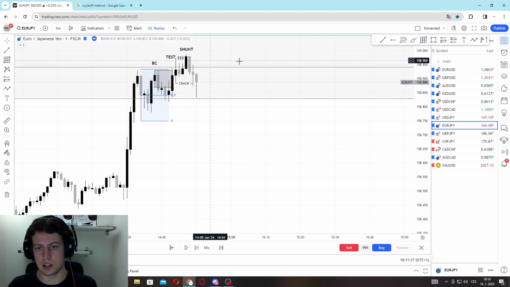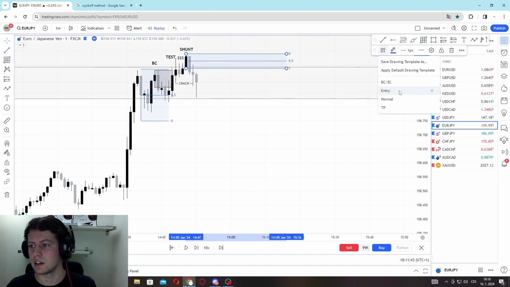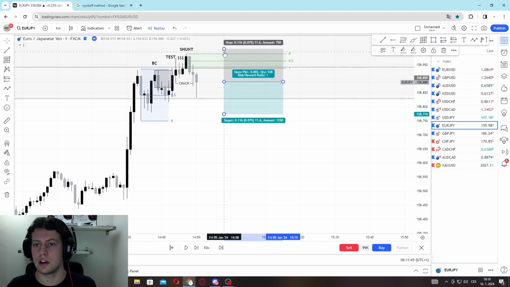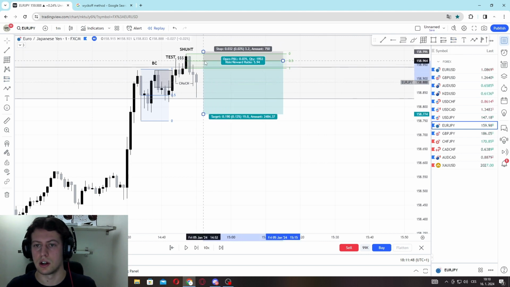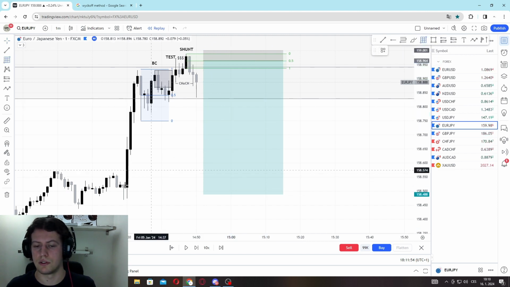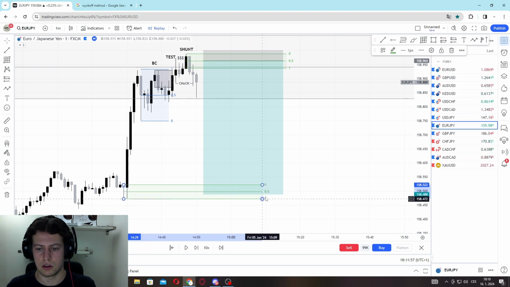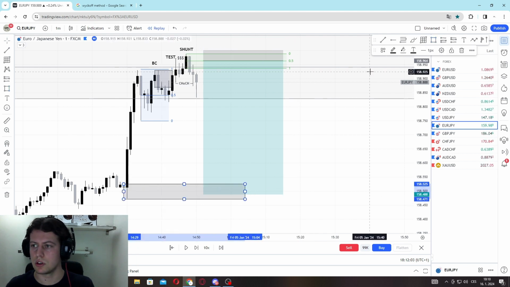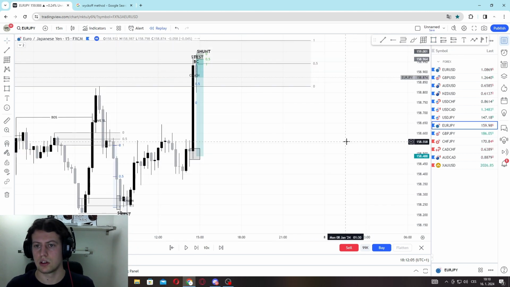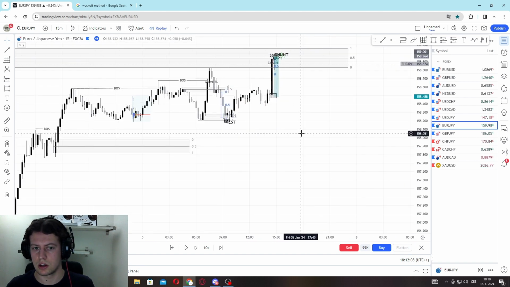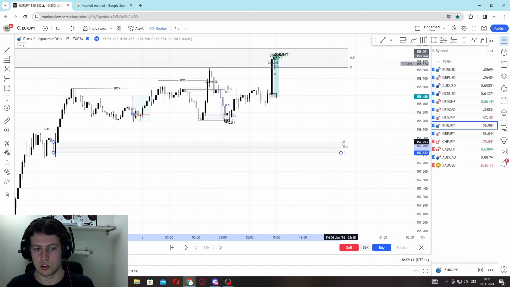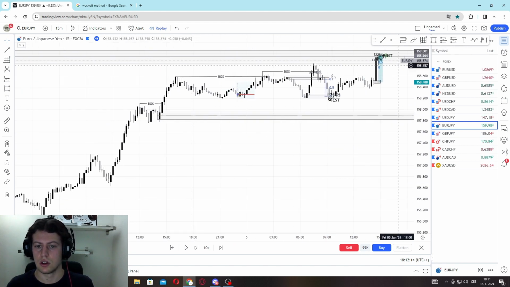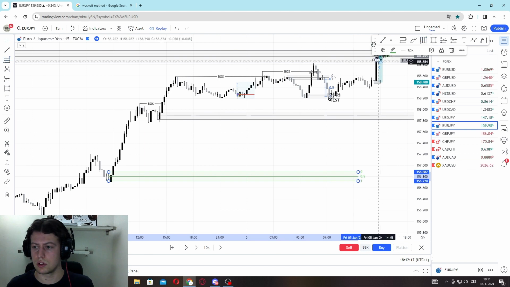So it is engulfed. I draw this line. I set an entry. We go right here, some breathing room. We go right here. We have our first zone right here. And yes, we are also looking, if it will make a change of character, we can look for this zone, also for this zone. Oh, sorry.